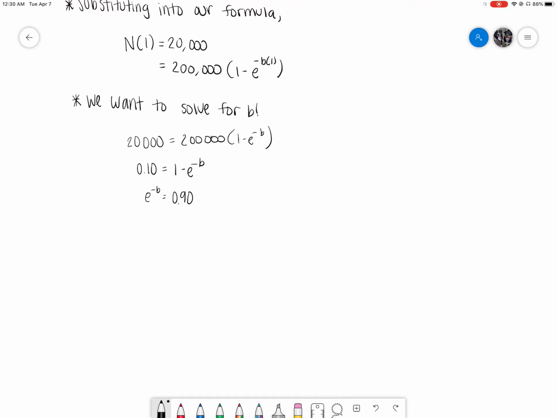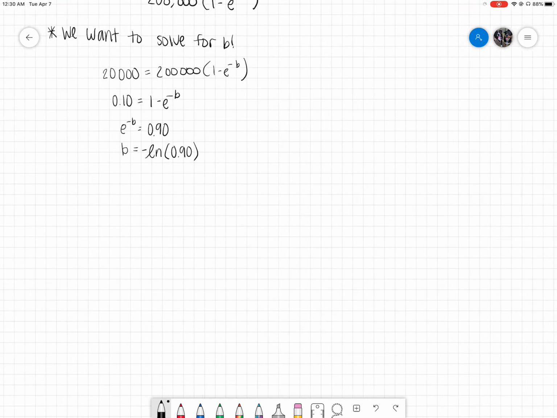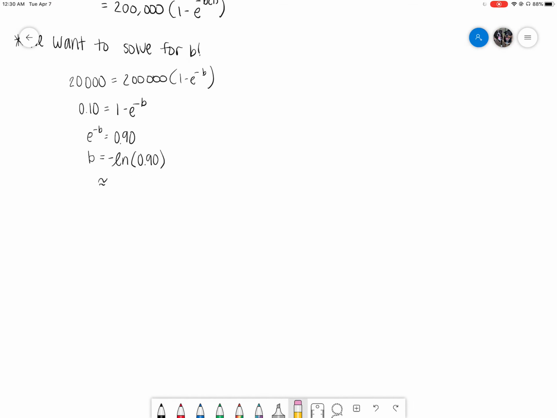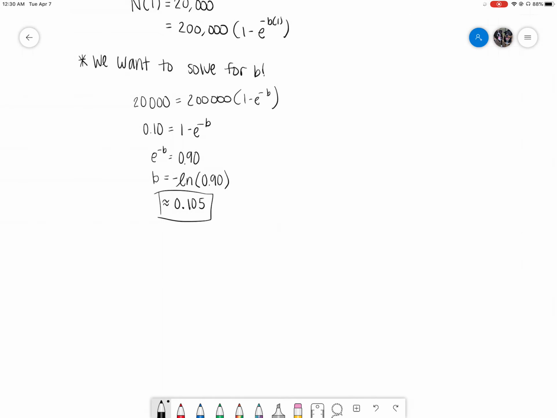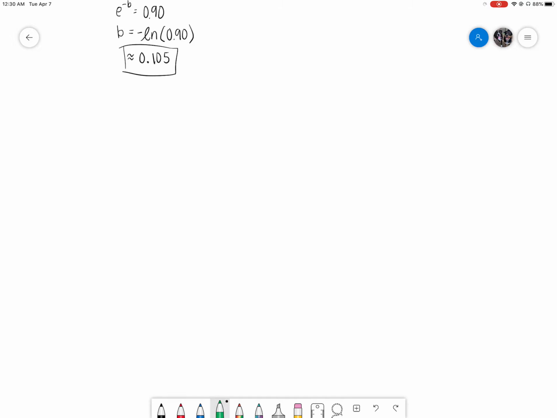And then b is equal to negative ln of 0.9, which is about 0.105. Let me just double check one thing. Okay, good. I wanted to make sure I didn't mess up any negative signs. So that gives us A and B. A is 200,000, we said that up here, and B is about 0.105.